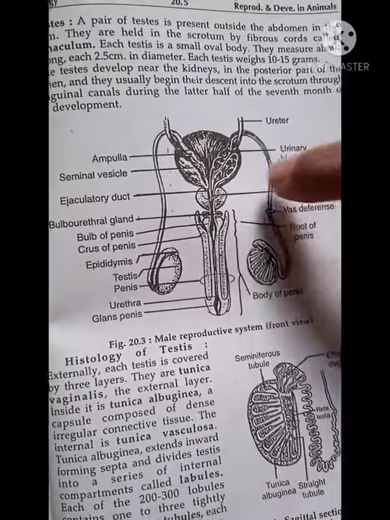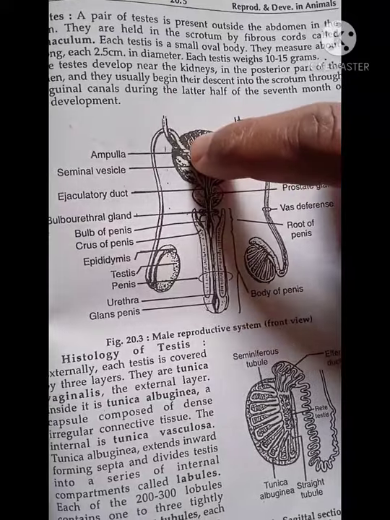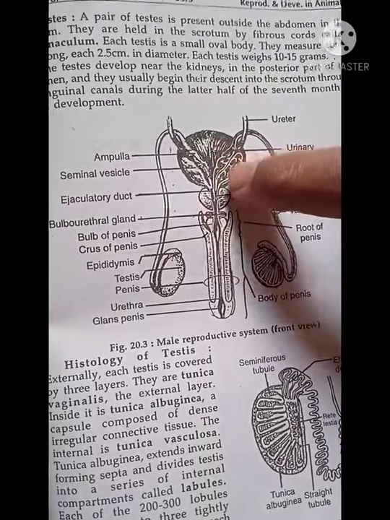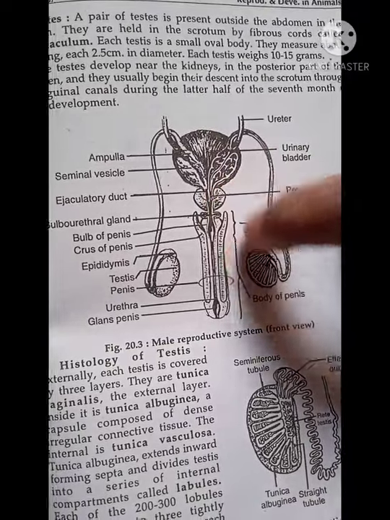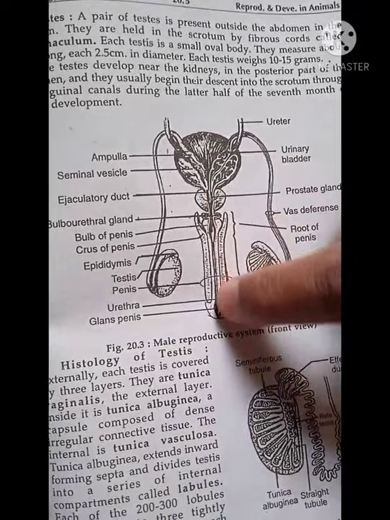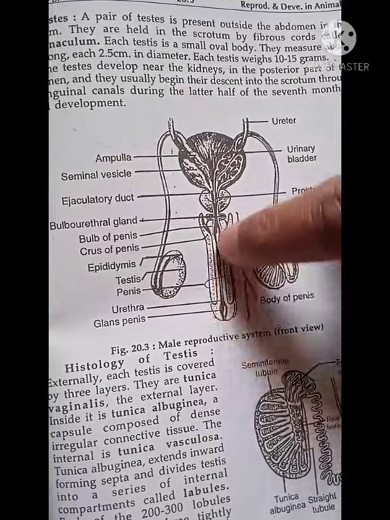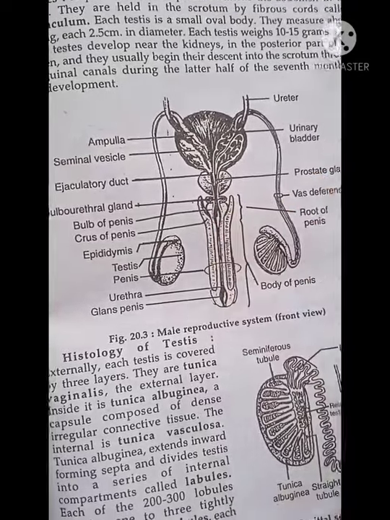You see here, these are the seminal vesicles. You see here, this one and this one. These are the seminal vesicles. This one is the prostate gland, and here at the lateral side of the penis presents the Cowper's gland.